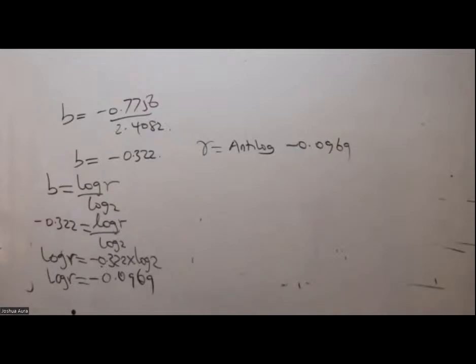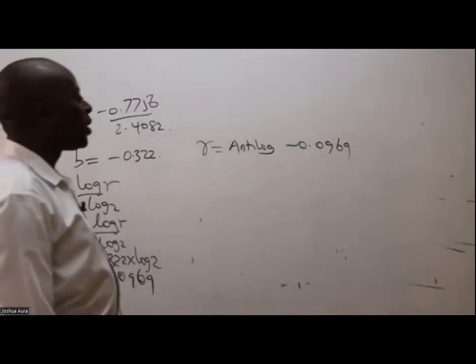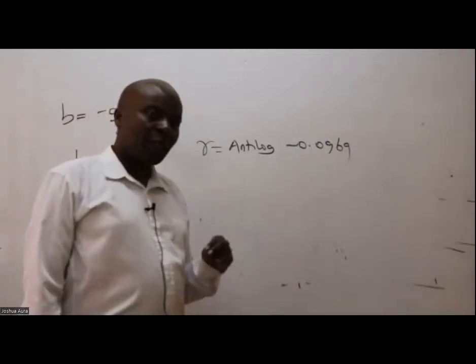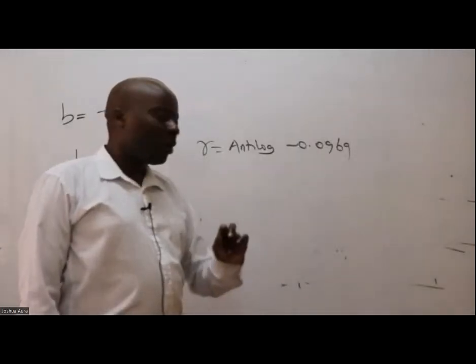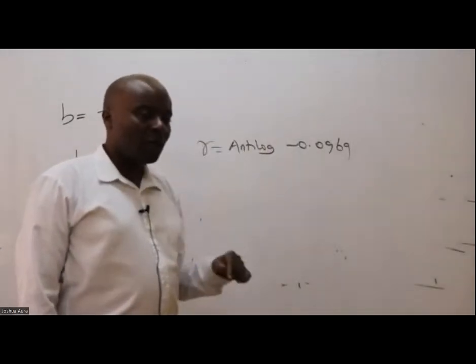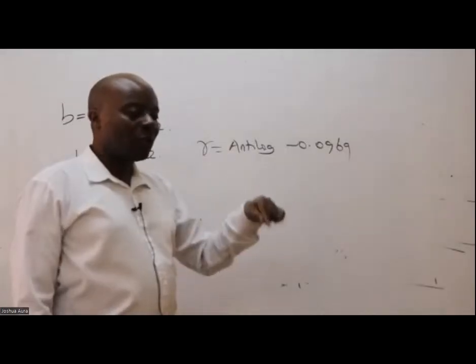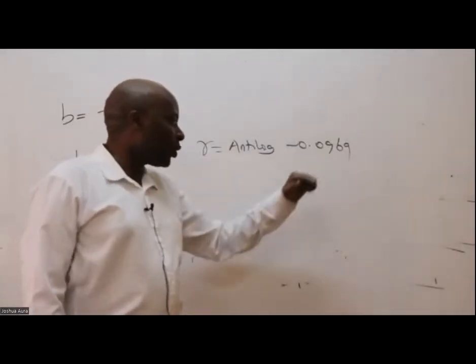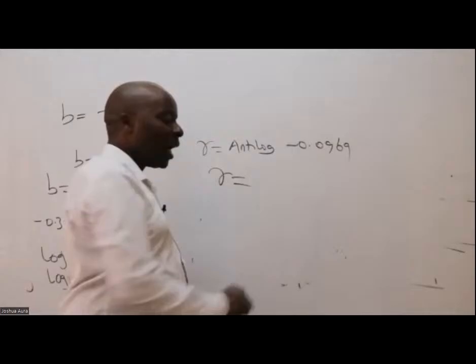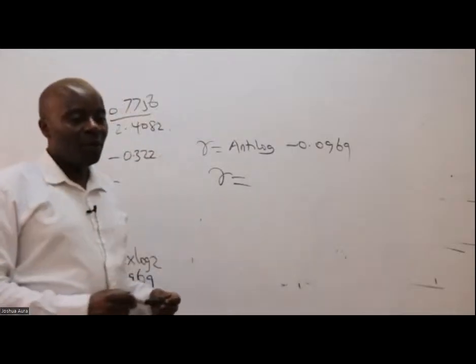So anti-log is not really something that is very hard. What I need to do is to go to my calculator. Where you're seeing the button of log, you should now use shift log. Shift log means anti-log. You press this number for you to be able to give us our R. Our R will be equal to who?